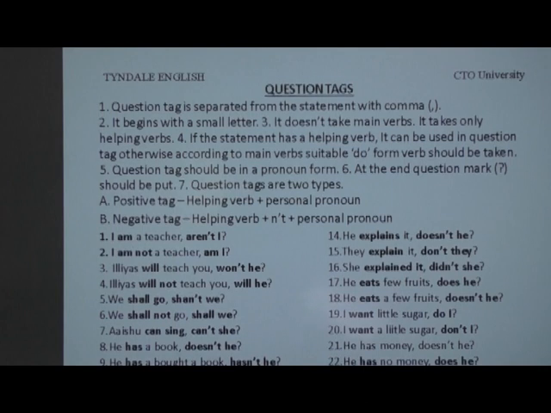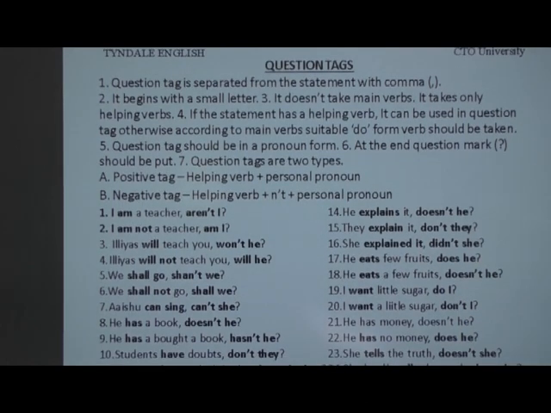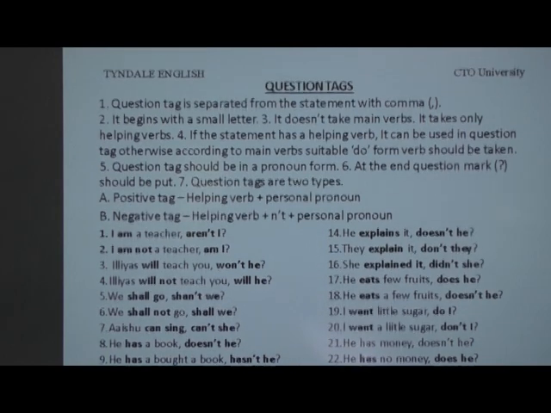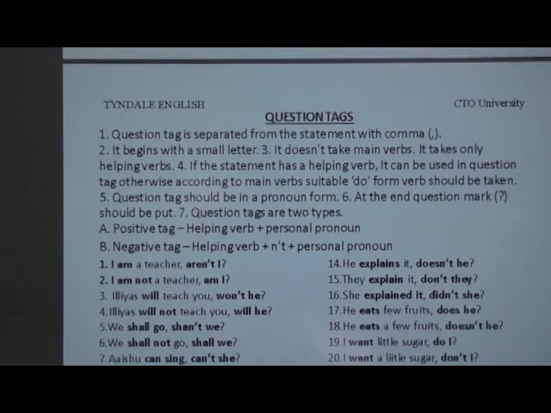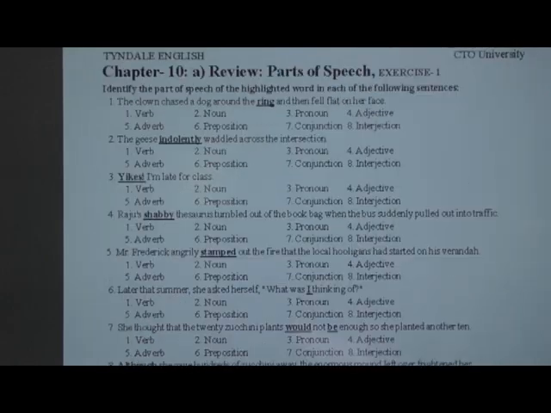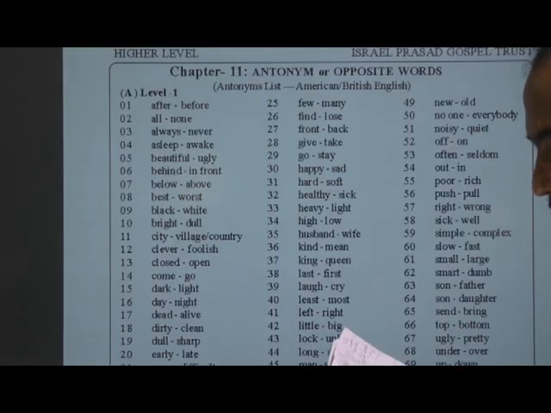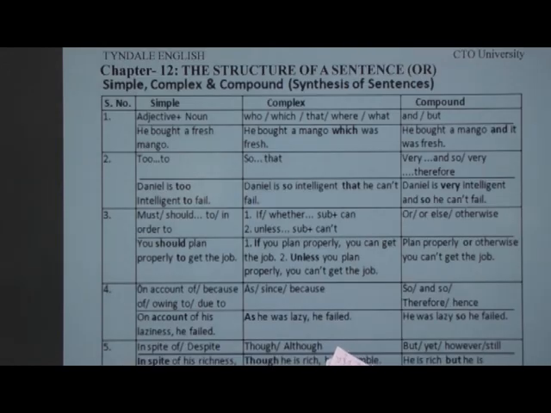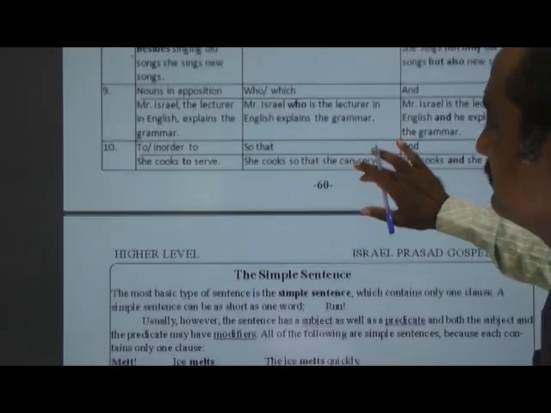Next, number 7 is synthesis of sentences. Page number 60. That means simple, complex, compound. It is also very easy. Just altogether 10 models.